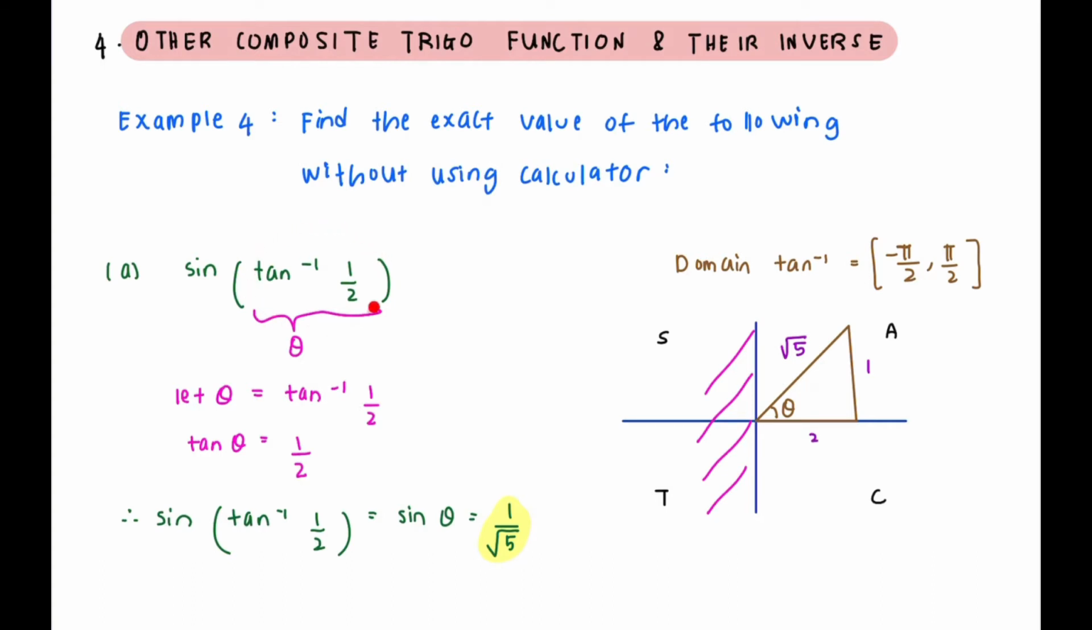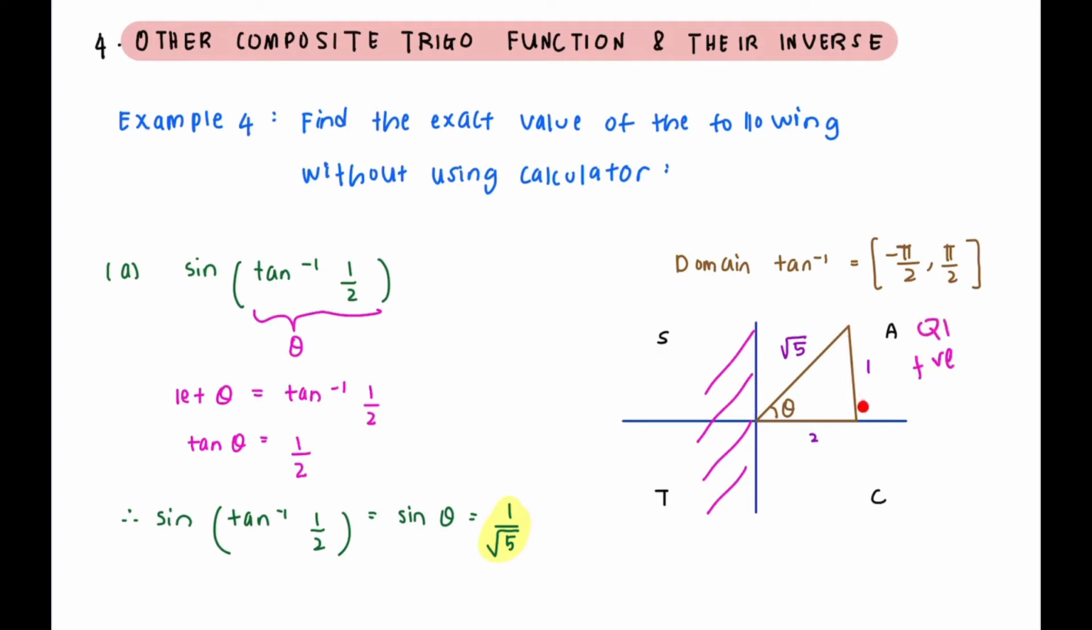So let us take the inside function and solve this first. Let this function be theta. So now theta is equal to inverse tangent 1 over 2. And then let's change it to tangent. Tangent theta is equal to 1 over 2. Therefore, let's straight away draw the quadrant. For tangent, your domain must be from minus pi over 2 until pi over 2, which is quadrant 1 and quadrant 4. Since the value for tangent is positive, you are now confirmed in quadrant 1.